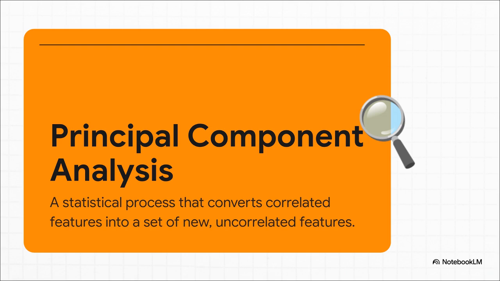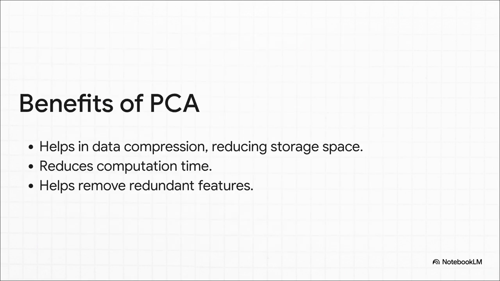Well, think about two features like a person's height and their shoe size. They're related, right? They're correlated. PCA is a really clever statistical method that can combine them into a single, brand new feature that you might just call body size. It mathematically finds the most important underlying patterns in your data and creates a smaller set of powerful new features. These are the principal components that capture most of the original information, but without any of the overlap.